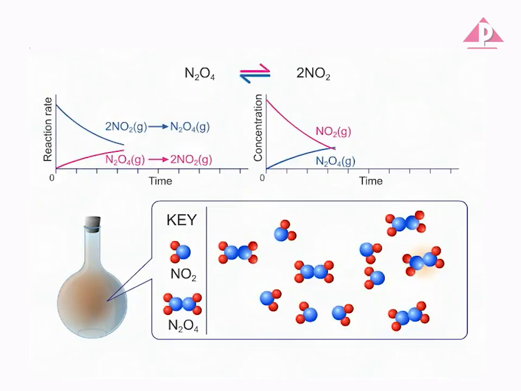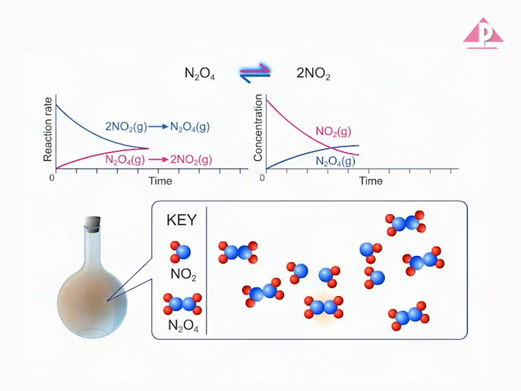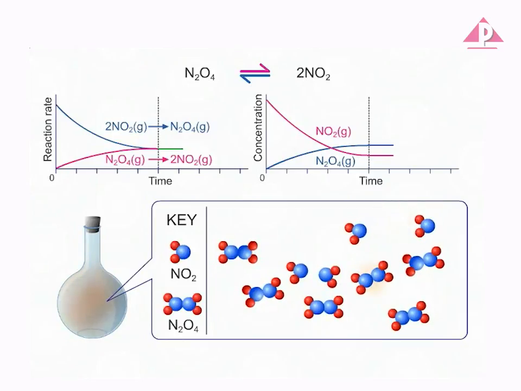As the concentration of nitrogen dioxide decreases, the rate of the backward reaction becomes lower. Meanwhile, as the concentration of dinitrogen tetroxide increases, the rate of the forward reaction becomes higher. Eventually, the rate of forward reaction and the rate of backward reaction become equal.